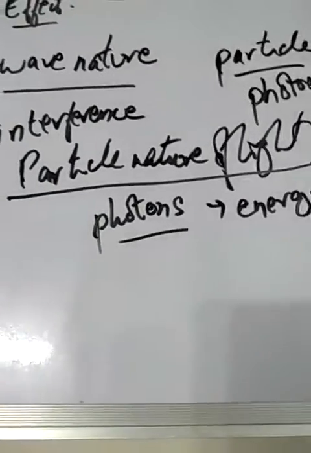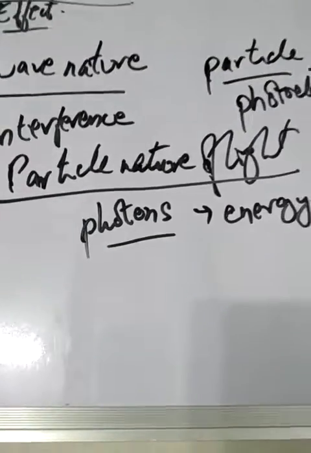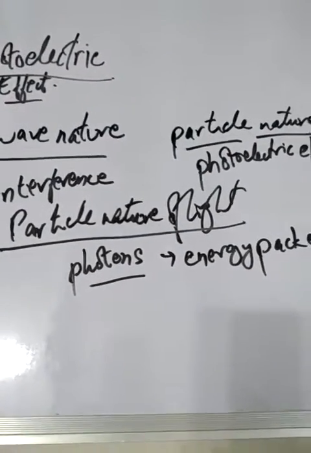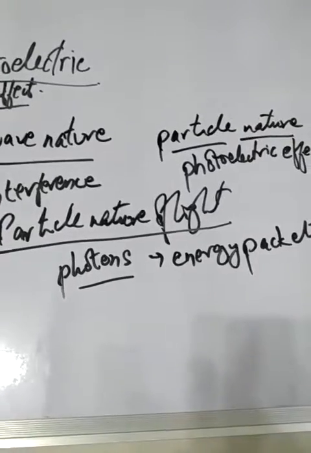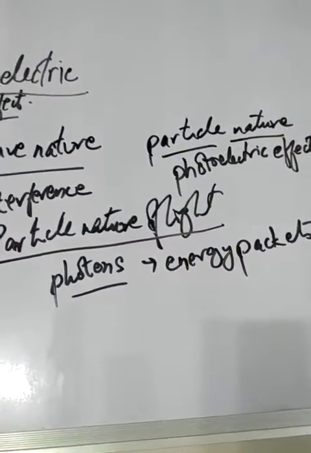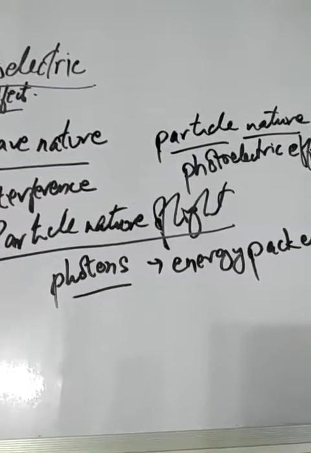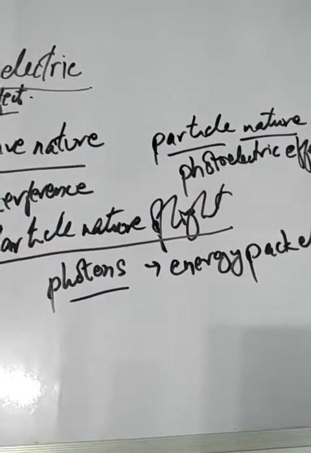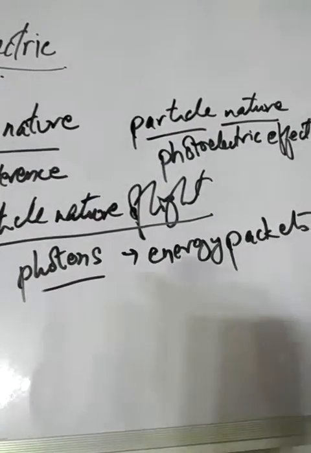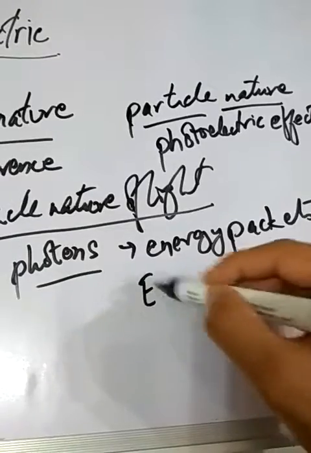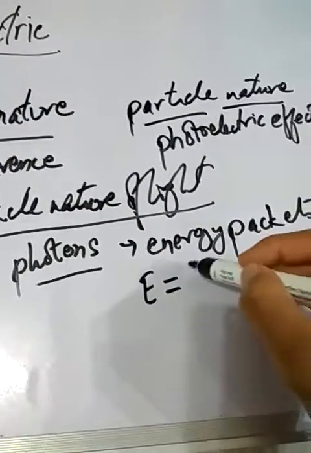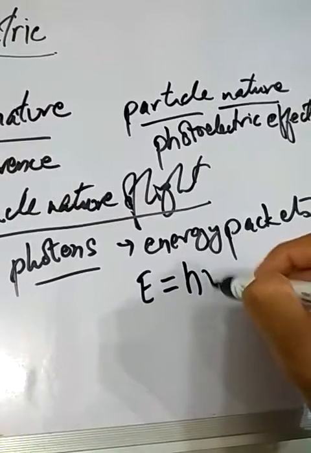We're in the beginning stages of the particle nature of light. We are not going to discuss every property of the particle nature because we don't require every property right now for the description of the photoelectric effect. We'll surely describe them as and when we need them. So photons are energy packets. They have energy E, which has been found through experiments to be equal to h nu.